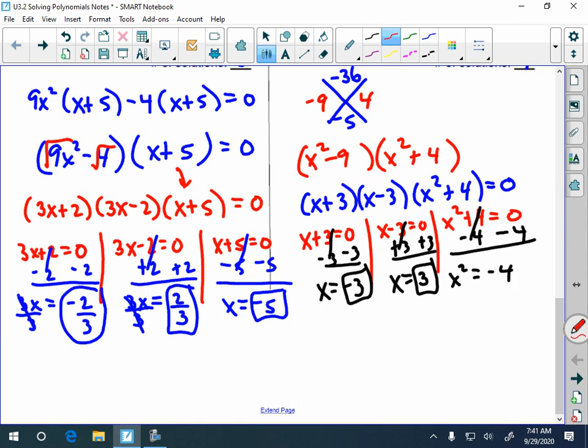I'm going to square root both sides. Get x equals plus or minus. I'm going to pull the negative out, so I get an i root 4. But then root 4 is 2. So I get 2i, plus or minus 2i.